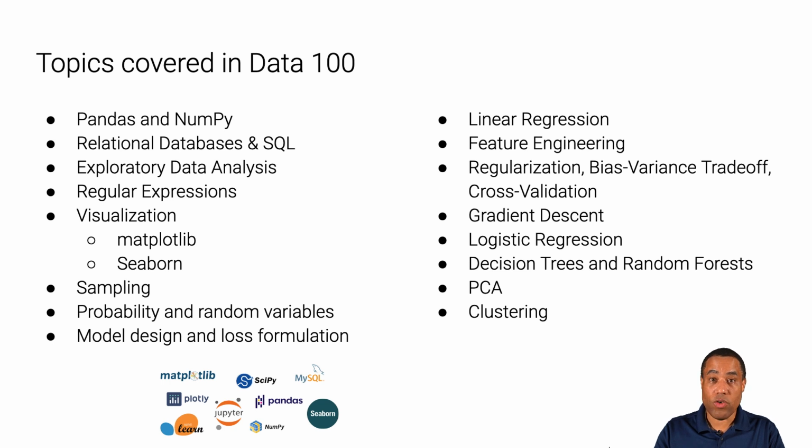Now, some of the topics that we're going to cover in Data 100 include the Pandas and NumPy modules, relational databases and SQL, the query language for working with relational data, exploratory data analysis, so digging in and dealing with real-world data, regular expressions for processing data, visualization libraries like Matplotlib and Seaborn, sampling techniques, probability and random variables, model design and loss formulation techniques, linear regression, feature engineering techniques, regularization, bias variance trade-off, and cross-validation techniques and approaches, gradient descent and logistic regression, decision trees and random forests, principal components analysis, and clustering techniques.